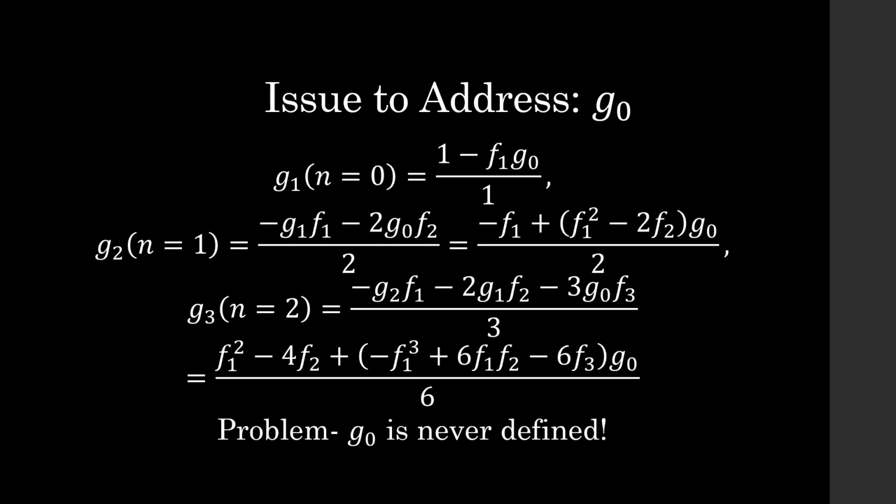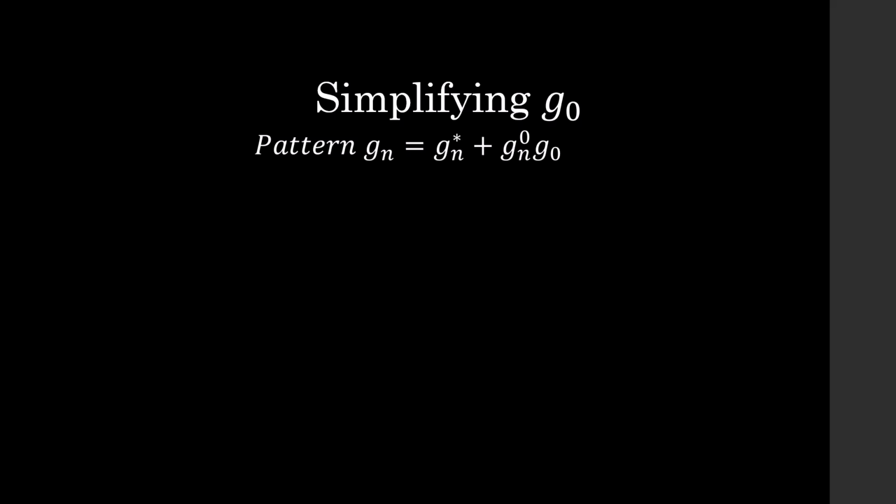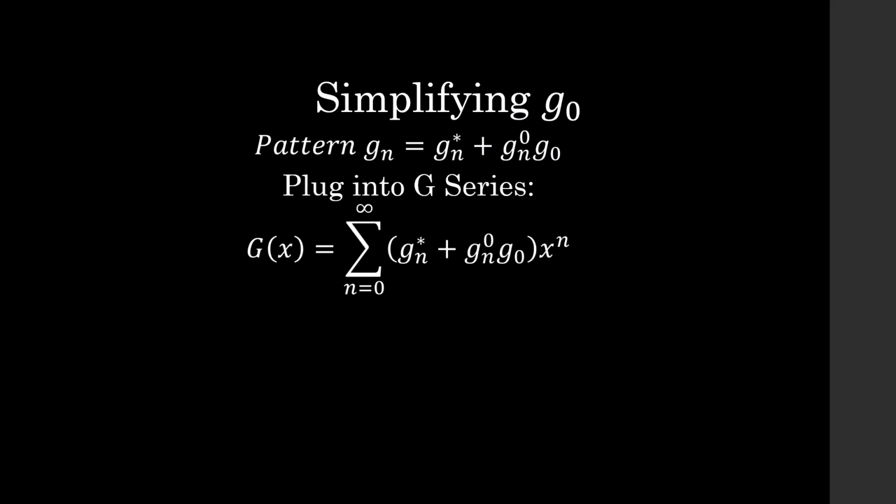However, what we can do is, once again, use pattern recognition to see that each of our g's has a g naught and a not-g-naught value. So we have a constant plus another constant times g naught. So let's just write our gn's in this pattern. We're going to rewrite our gn as being gn star, some constant disregarding g naught, added to gn0 times g naught, where it's going to be all those values that are attached to the g naught.